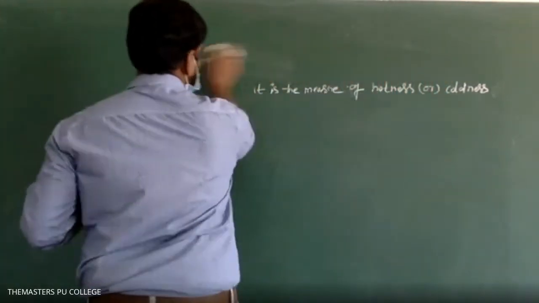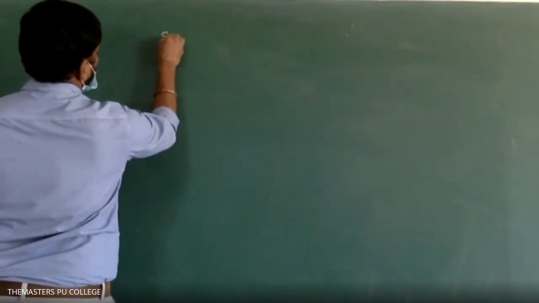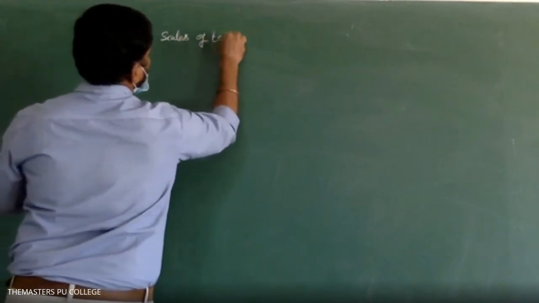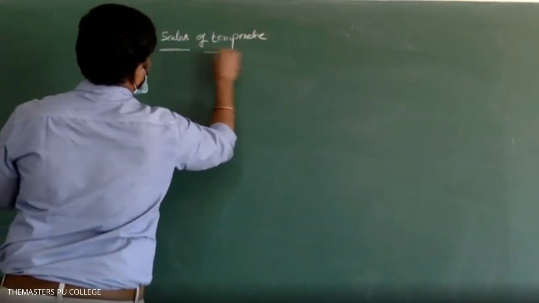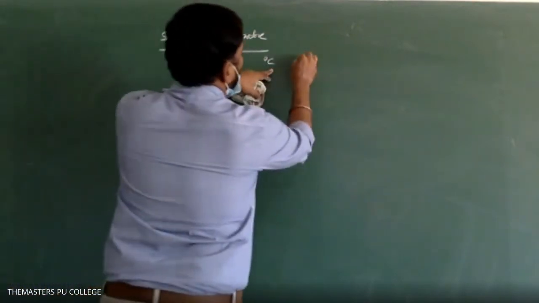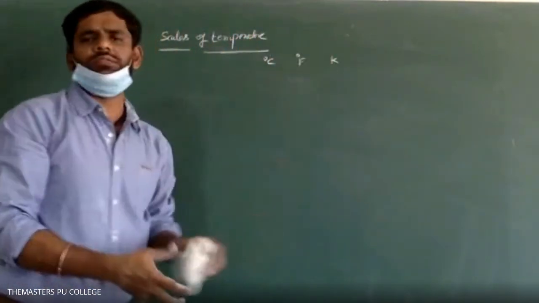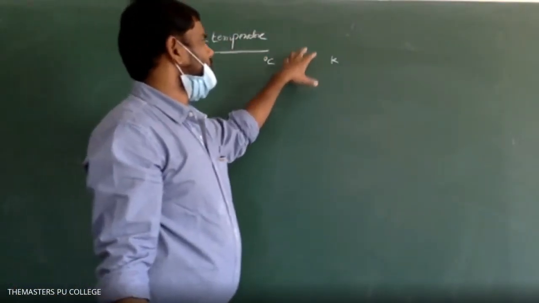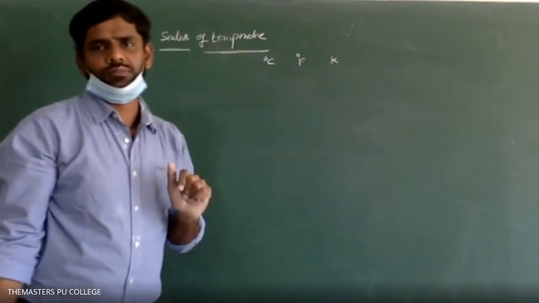Next, keep the subheading: scales of temperature. Temperature might be measured in degree Celsius, in degree Fahrenheit, or in Kelvin. These are the three scales we know. A temperature can be measured in degree Celsius, in degree Fahrenheit, and in Kelvin also.